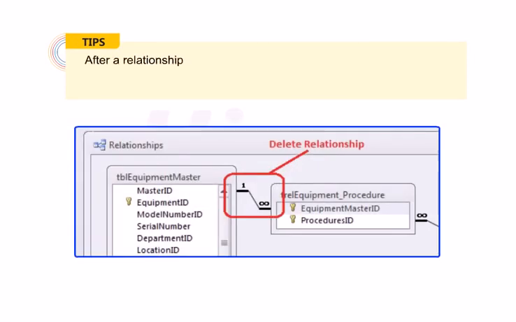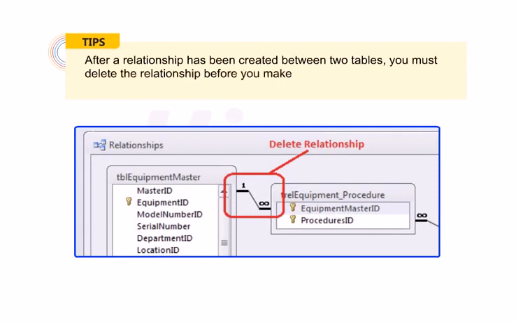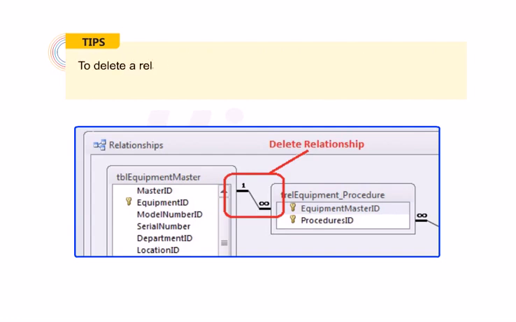Let me share a tip with you now. After a relationship has been created between two tables, you must delete the relationship before you make modifications to the field on which the relationship is based. To delete a relationship, click the line that connects the tables and press the Delete key.